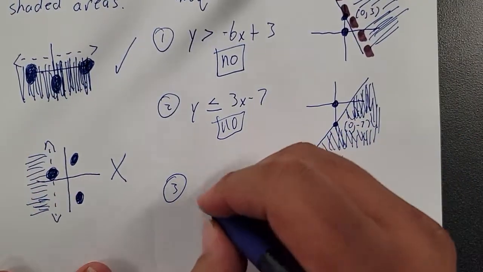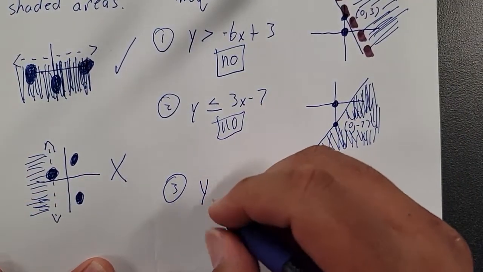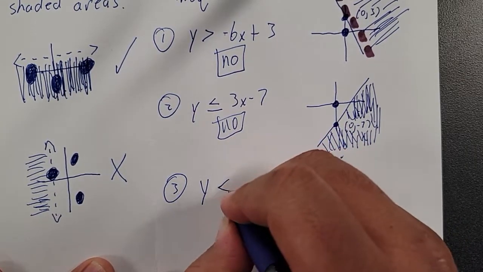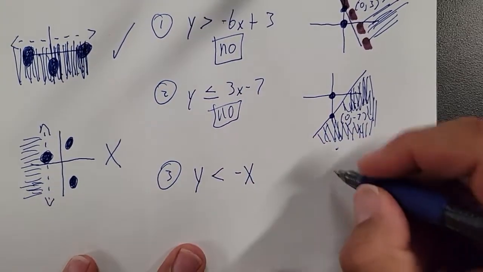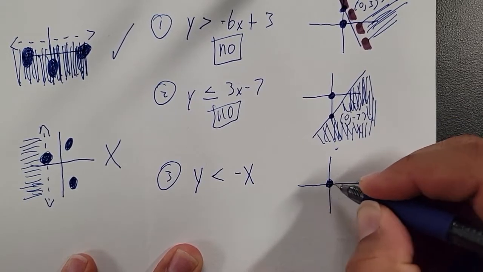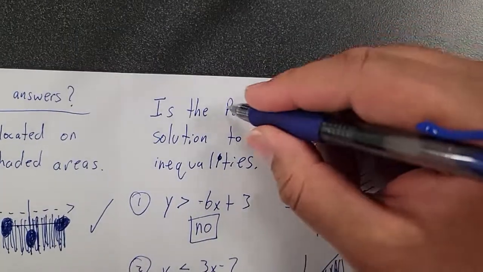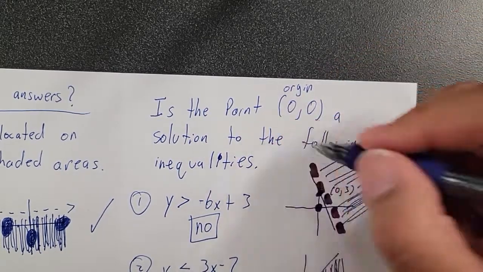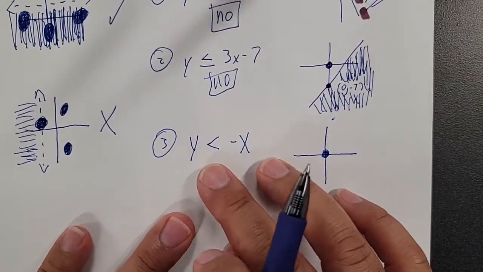All right, sometimes we're going to get something really easy. y is less than negative x. All right, everyone put your point. Remember, we're putting this point because it says is the point 0, 0 a solution. So I'm going to do that.